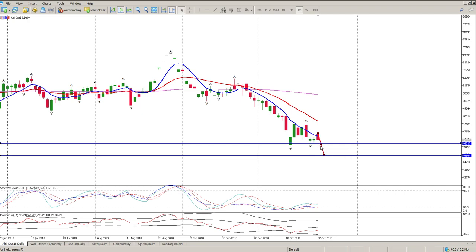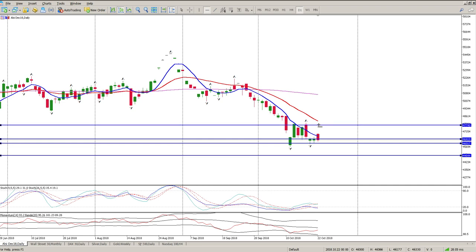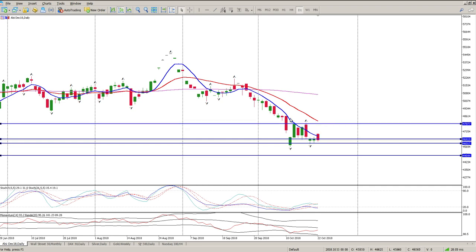But if you are day trading this, I think your levels to watch are definitely the lows of Thursday and Friday. The other way to look at this as well is to say we had a breakout of this range here. Okay, so we've had a breakout of this range, so we should be moving down for the height of the range.